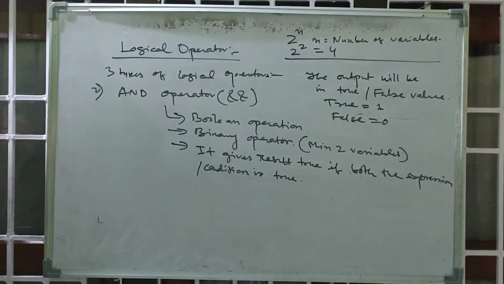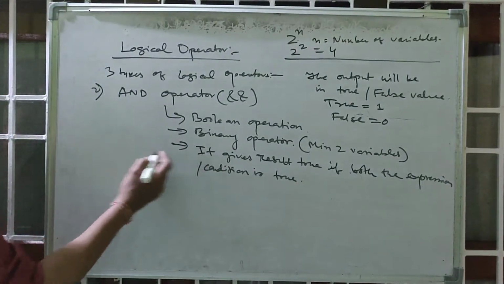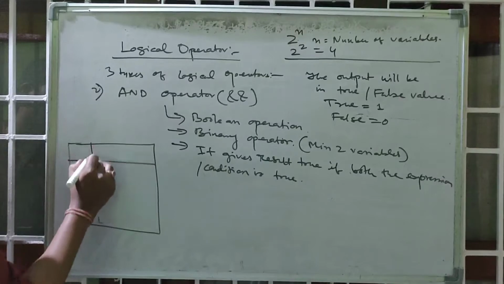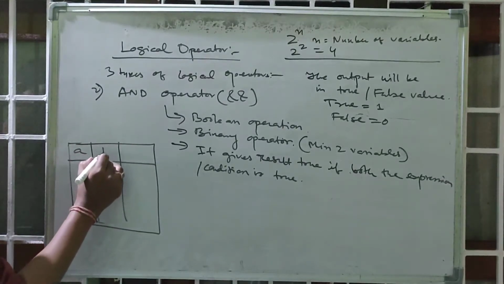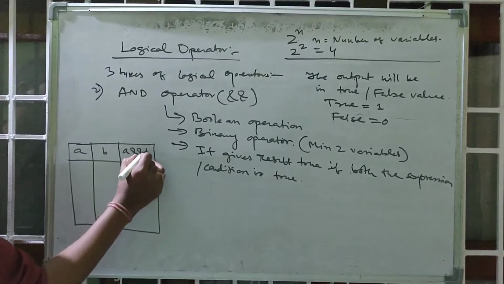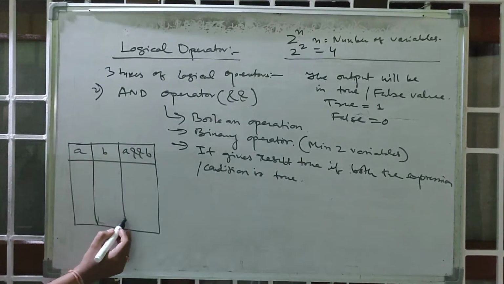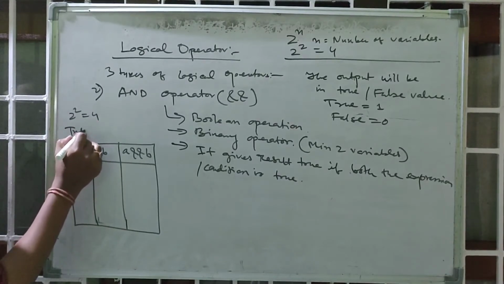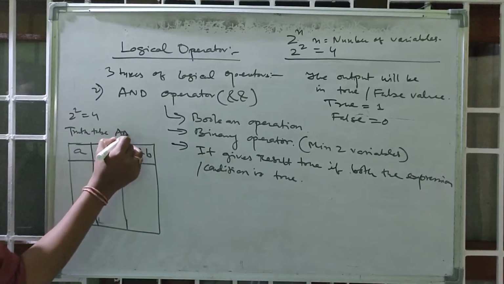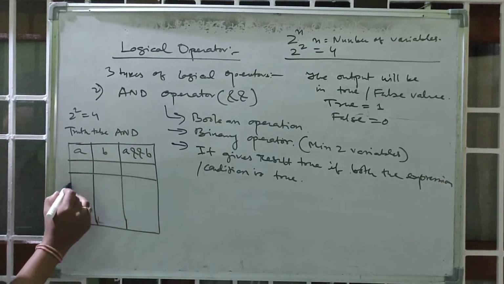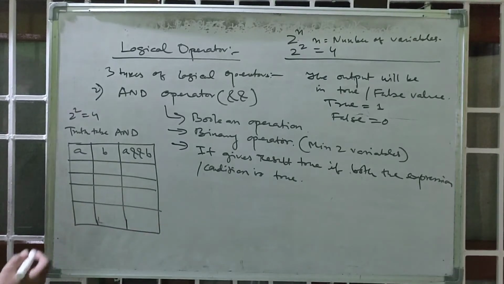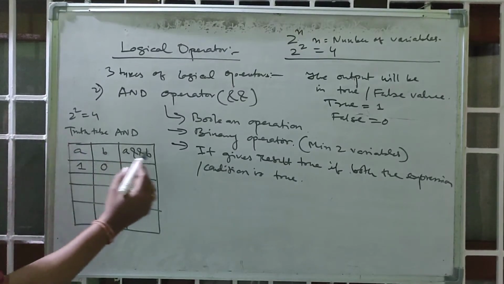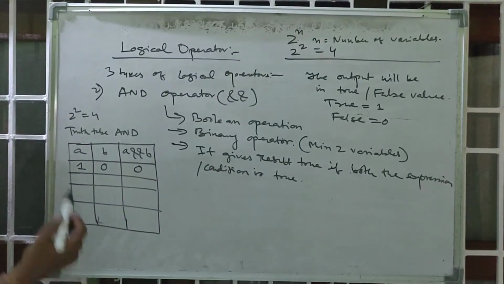Now you can see it will be explained with the help of a truth table. Now this is a truth table. There are 2 variables, A and B. So 2 variables means 2 to the power 2, 4 possibilities: 1, 2, 3, 4. First possibility is if A is true, B is false, the answer will be false. Both the expressions should be true, then it will be true.